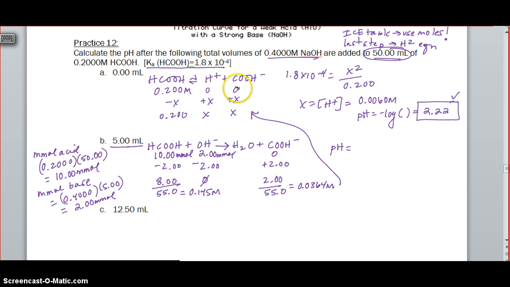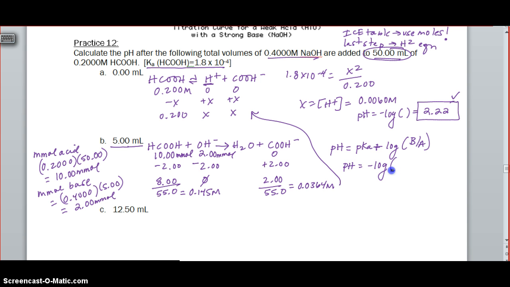Now you can certainly do a second ice table like we did up here, right? Instead of this starting at 0, it would be starting at 0.0364, and you would be solving for H+. But usually at this point students like to go ahead and just throw it into the Henderson-Hasselbalch, but you're welcome to do that second ice table.